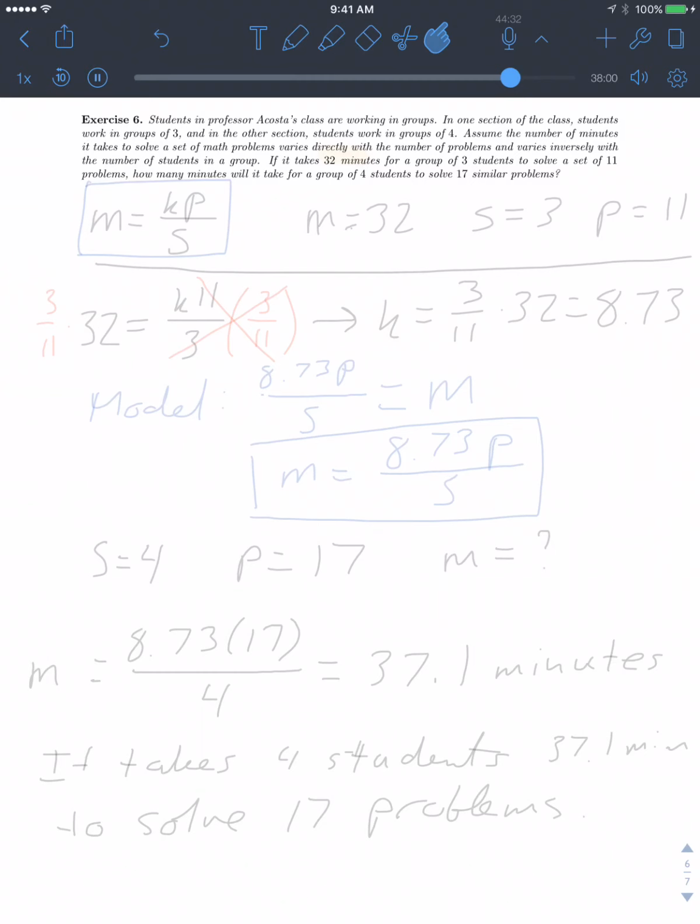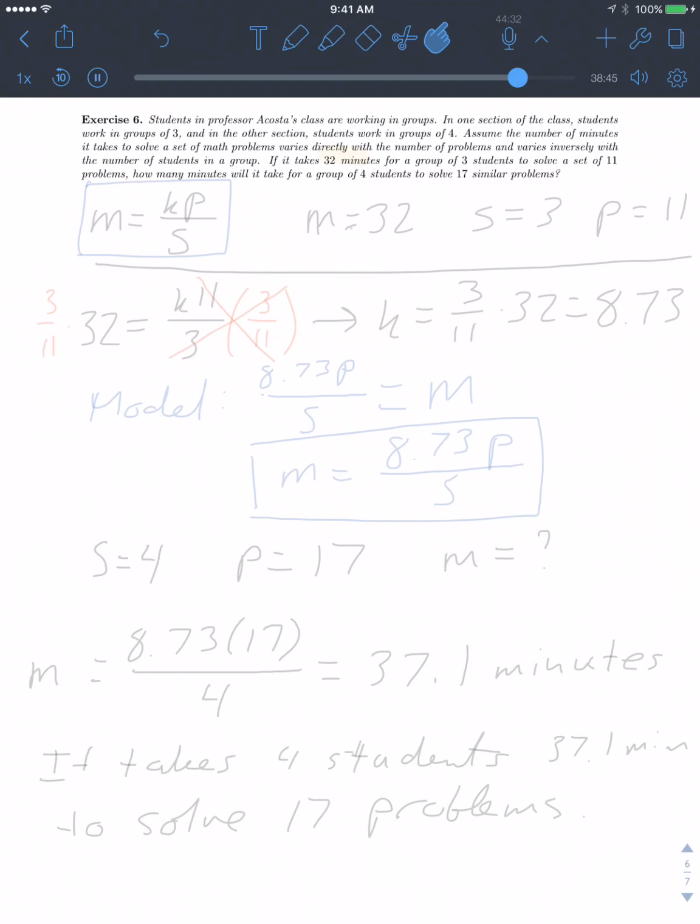So our situation is this. We have students in Professor Acosta's class working in groups. In one section of the class, the groups are of 3 students, and in another section, students work in groups of 4. If we assume that the number of minutes it takes to solve a set of problems varies directly with the number of problems assigned, and inversely with the number of students in a group, then we're also told that it takes 32 minutes for a group of 3 students to solve a set of 11 problems. And finally, we're asked, how long will it take a group of 4 students to solve 17 similar problems?